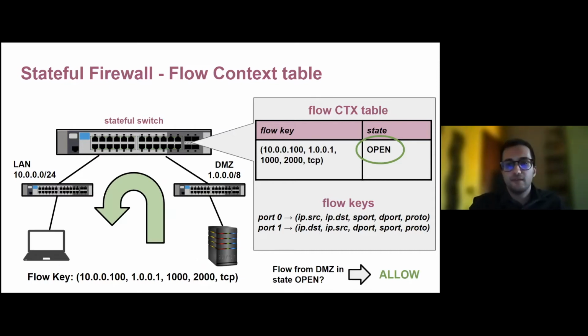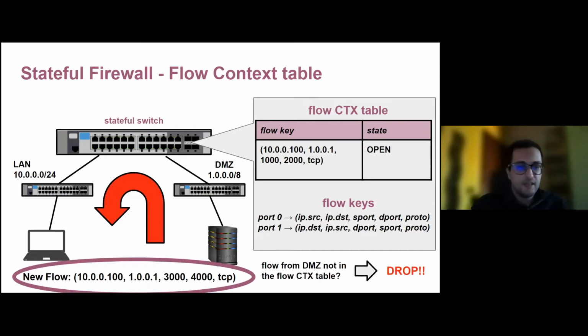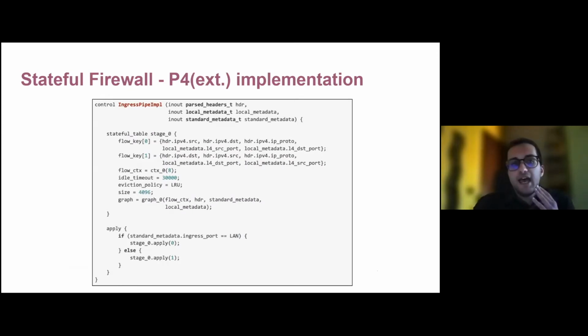and so it is allowed to be forwarded to the client that originated the request. Instead, if a new flow with a different flow key is initiated from the DMZ, we don't have this flow in the flow context table, and so the packet is dropped.